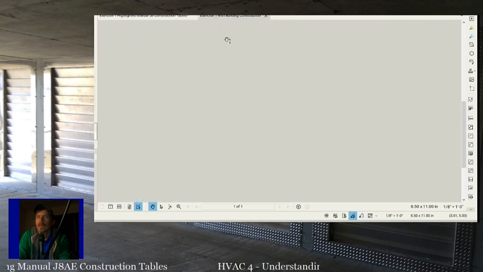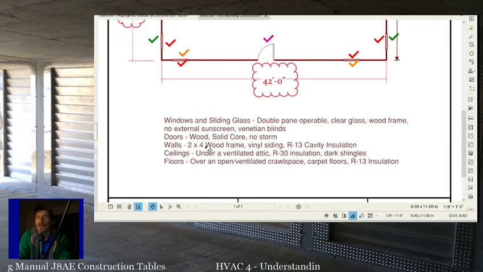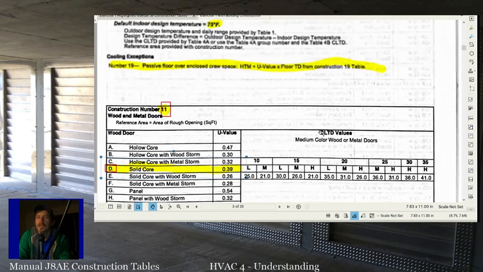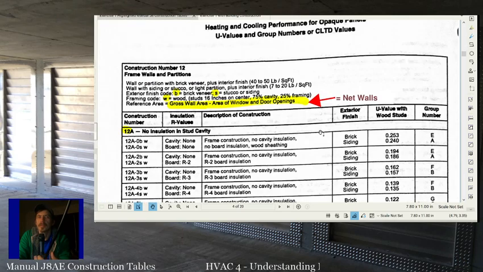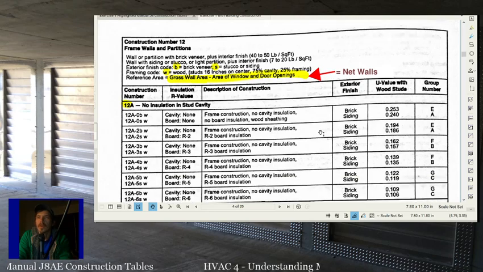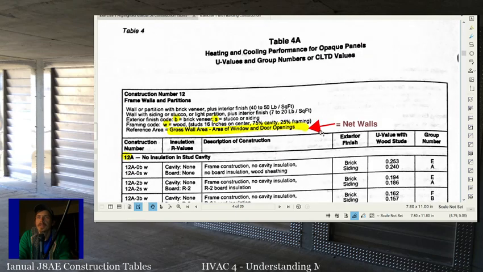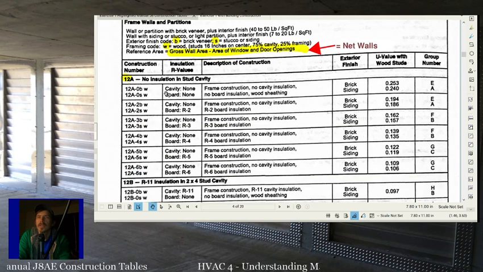And we're at our walls and heating. Our walls were 2x4 wood frame, vinyl siding with R13 cavity insulation. So again, finding that in our tables, everything's in the order in the book in the order we find it on our sheet. So the next thing we're looking at is walls, and it is.